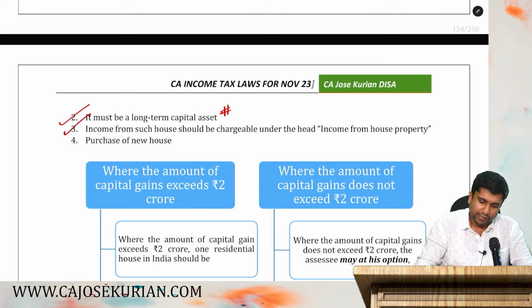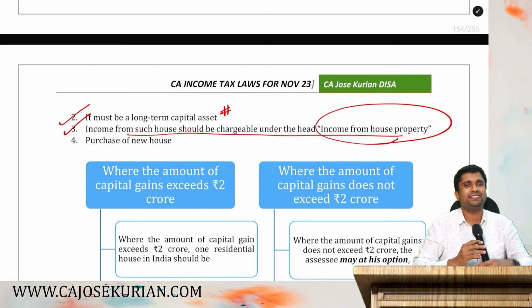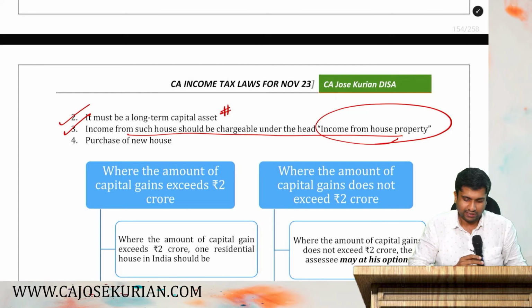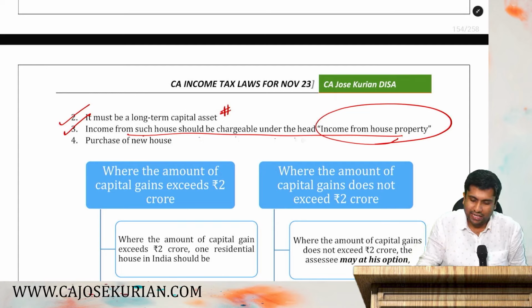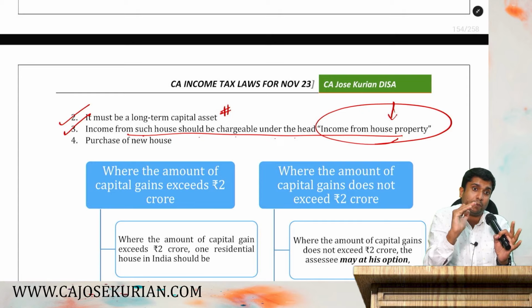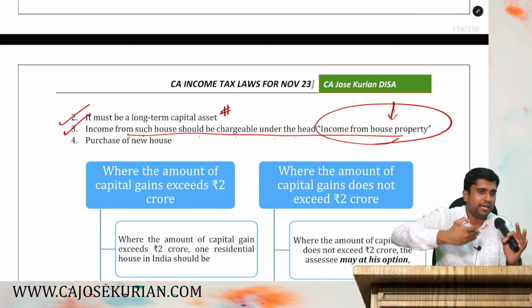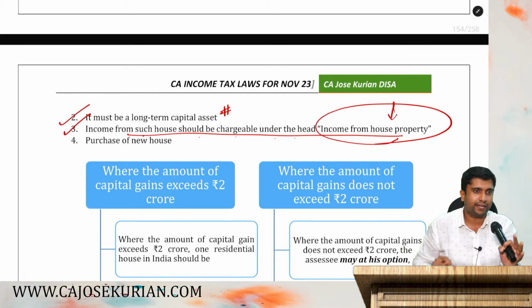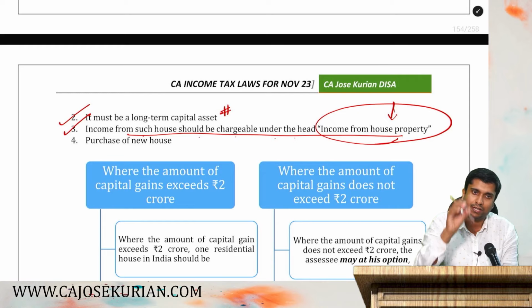Then that house property should be chargeable under income from house property. That simply means it should be a residential house property. That doesn't mean you have to let it out. Income from house should be chargeable under the head house property simply means it has to be a house property. If there was some income, it has to be chargeable under the house property head. That simply means it has to be a residential house property.